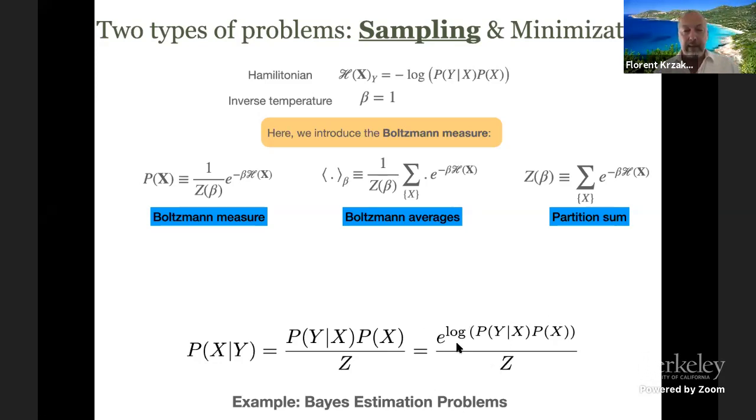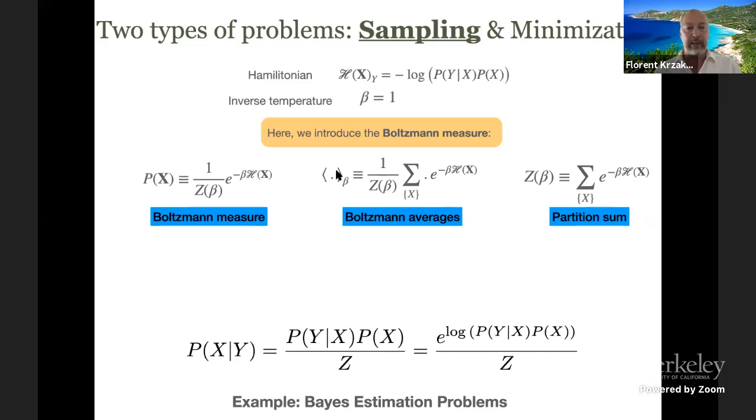Now, here, this quantity, we rewrite it here, and we call it the Boltzmann measure. And if we want to say that it is one over Z exponential minus beta H, we need to have beta equal 1, and H is minus the log of this quantity. This quantity is called a Hamiltonian in statistical physics for historical reasons, but this probability measure is the same as this probability measure. Now, once you have this probability measure, you can define averages.